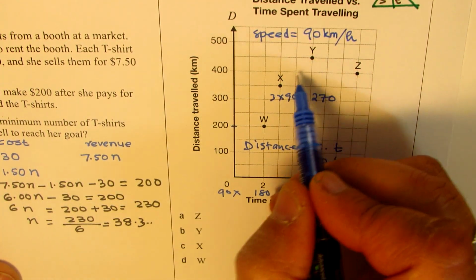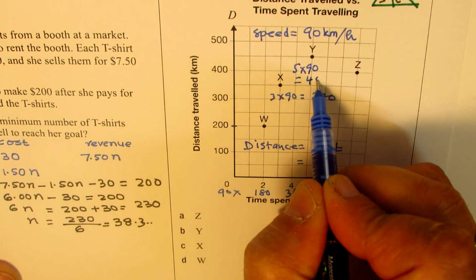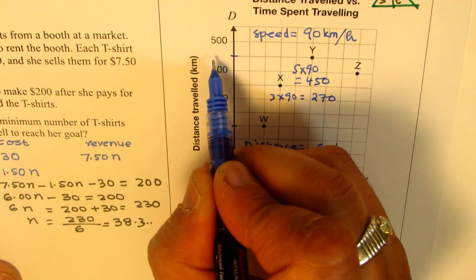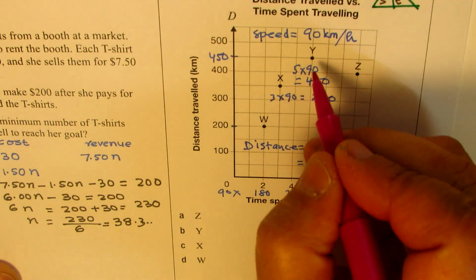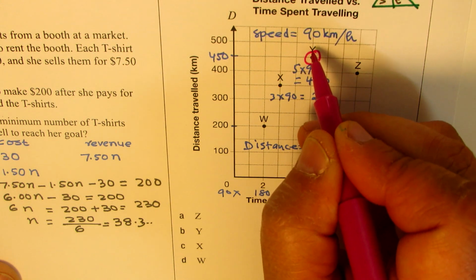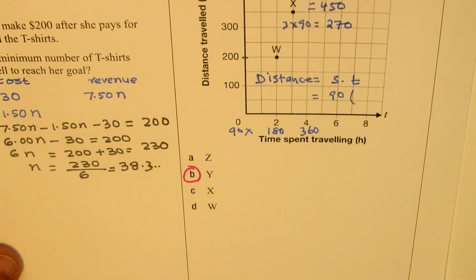In this case, it is 5. So this is 5 times 90, which gives us 450. Well, that is correct. This is 450. So this point seems to be correct. So Y is the correct point. Y is our answer. Is that clear to you?